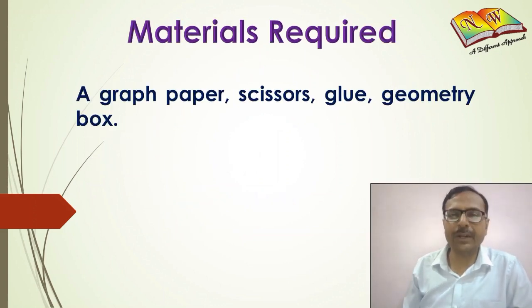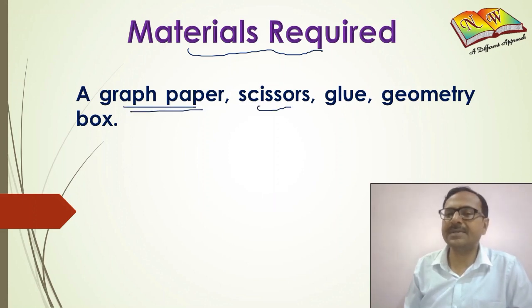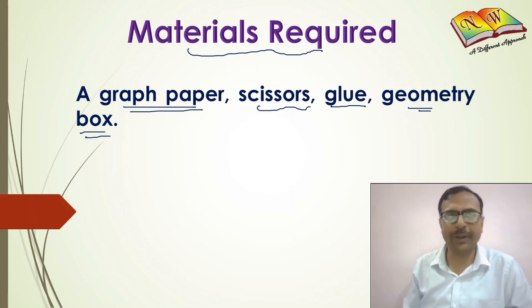The materials required to perform this activity are the general materials like a graph paper, scissors, glue and the geometry box. Let's perform this activity of finding the total surface area of a cuboid now.